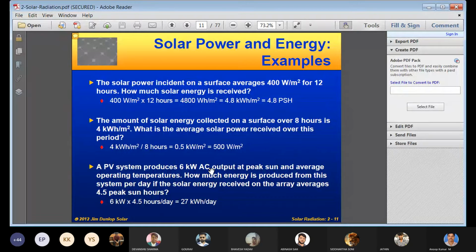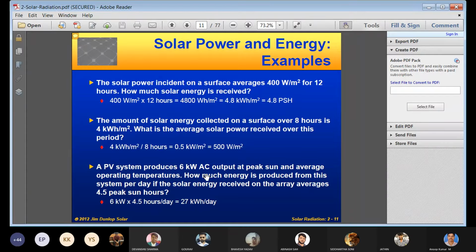Power is 4 kilowatt hour per meter square by 8 hours, which is 0.5 kilowatt per meter square, or 500 watt per meter square. So the average power is equal to 500 watt per meter square. This is the same formula, different question.